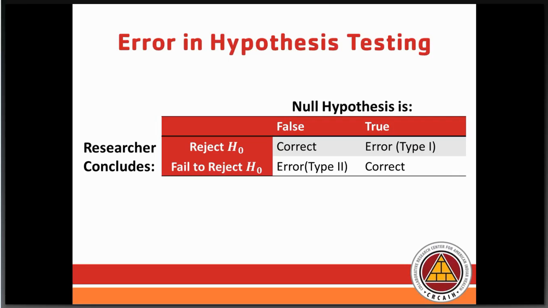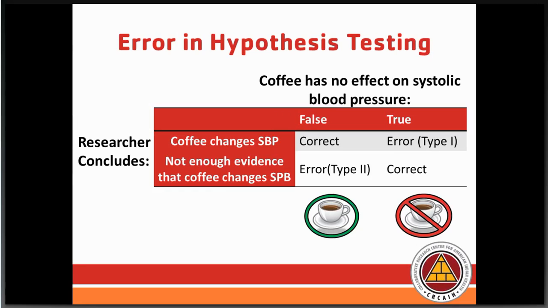A type 1 error is made when the null hypothesis is rejected and is actually true. A type 2 error occurs when a researcher fails to reject a null hypothesis that was actually false. Let's look at an illustration of what these errors would look like for our example. We can see that our null hypothesis for the problem is that coffee has no effect on systolic blood pressure. The researcher would conclude that there is enough evidence to show that coffee changes systolic blood pressure, or that there is not enough evidence to show that coffee changes systolic blood pressure.